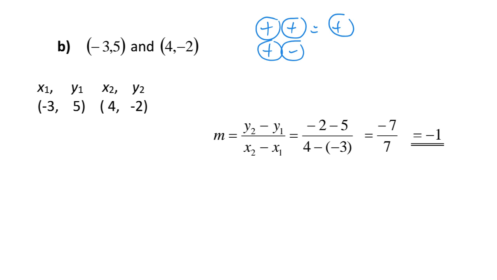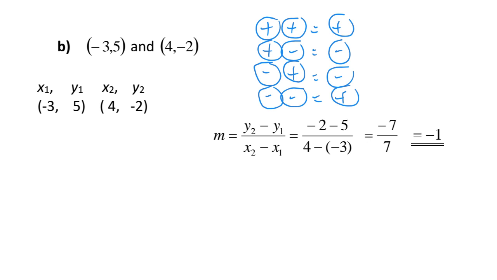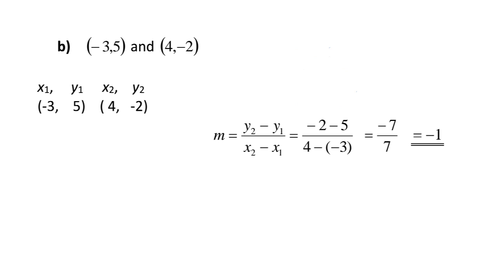and a negative in any order, whether the negative comes first or second, will always result in a negative, and two negatives will give us a positive. So once we remember those simple integer rules, we can apply them within the gradient formula. Okay, so first of all, let's get our labeling done.